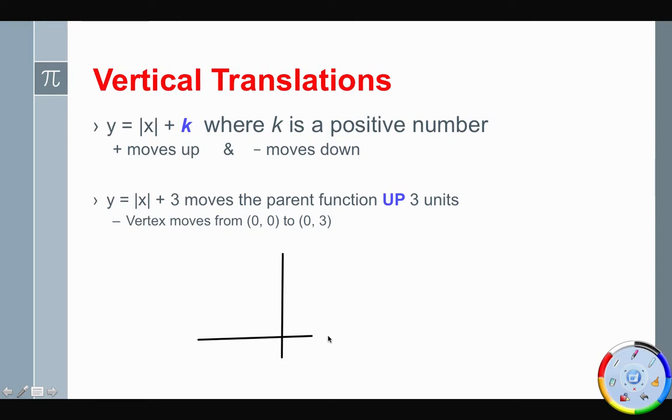meaning it moves the vertex from 0, 0 up to 0, 3. So if we were to graph our parent function here, we would have a slope of 1 on either side. This is the parent function here in red. And if we were to move up 3 units to the point 0, 3, we would have our new function that looks exactly the same, just up 3 units from the original function. And notice every single point gets moved up 3 units.